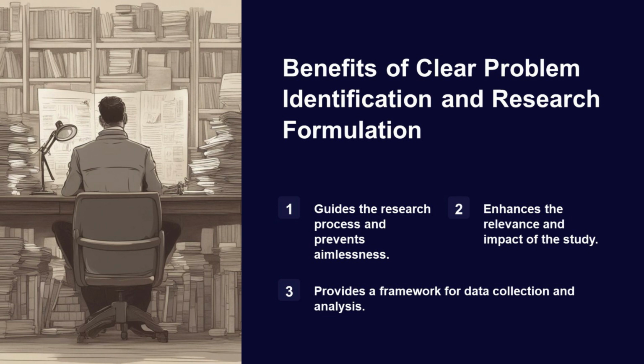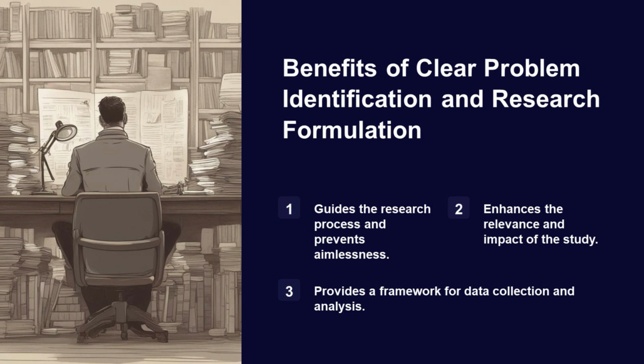Why are they so important? But why are these steps so crucial? Because they prevent aimlessness. Problem identification and research formulation prevent aimlessness in research. They ensure that your study has a clear direction and purpose, helping you avoid wandering off course. Enhance relevance and impact. By defining a well-structured problem and clear objectives, your research becomes more relevant and impactful. It addresses real-world issues, making a meaningful contribution to your field. Provide a framework. Problem identification and research formulation provide a solid framework for data collection, analysis, and interpretation. They give you the structure needed to conduct a comprehensive study.